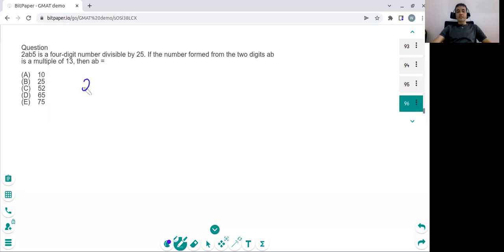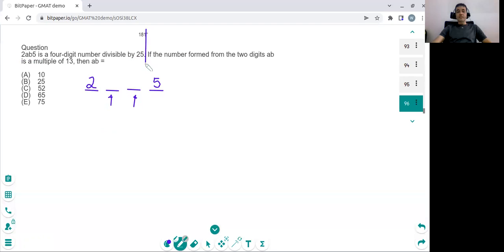So for a 4-digit number, let me just put it like this: 1, 2, 3, 4, because we have 4 digits. The first digit we know is 2. The last digit is 5. And the middle digits we don't know yet. So 2AB5 is a 4-digit number divisible by 25.